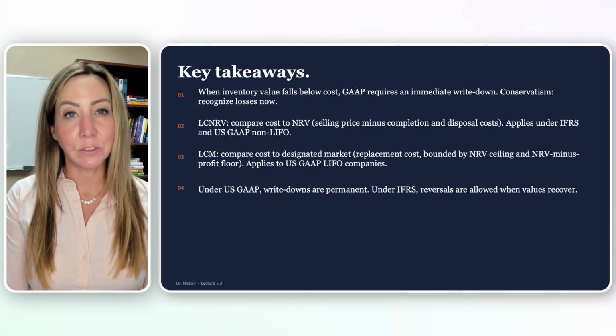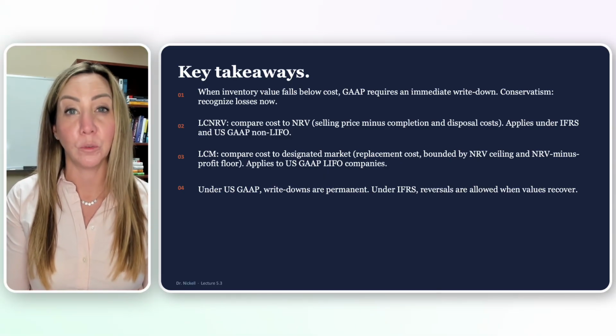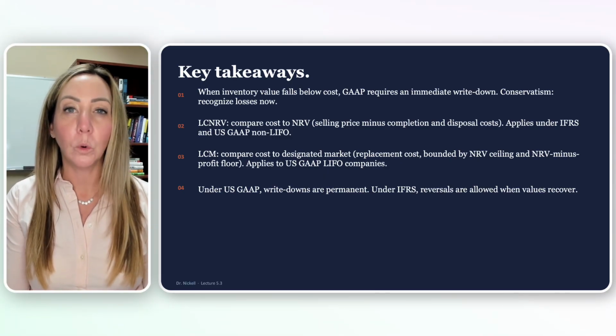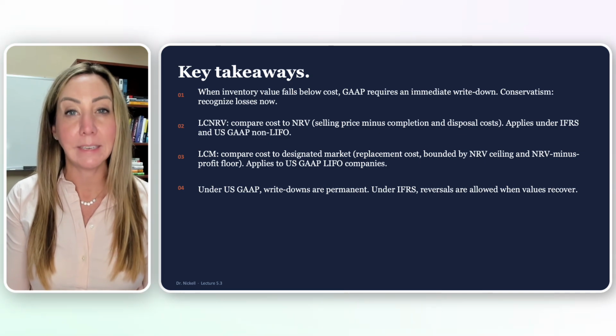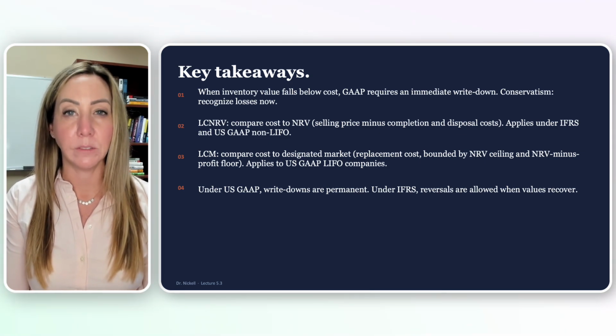In the in-class exercises, you're going to work through both approaches. For lower of cost or net realizable value, the key is computing net realizable value correctly. For lower of cost or market, work through the ceiling and floor analysis carefully before comparing to cost. Getting the designated market value right is the core challenge.